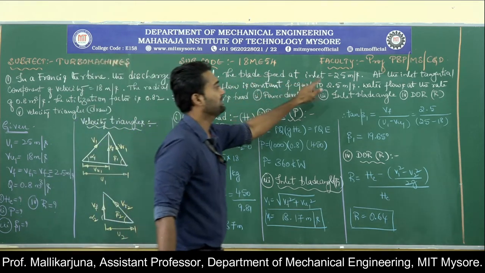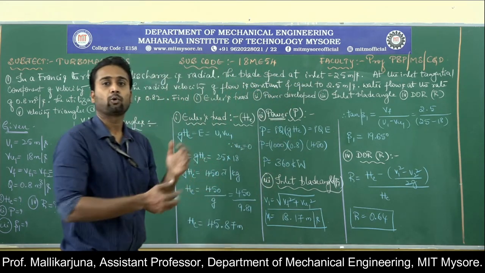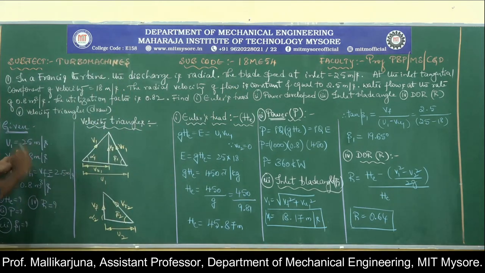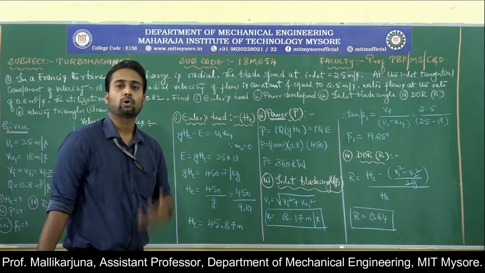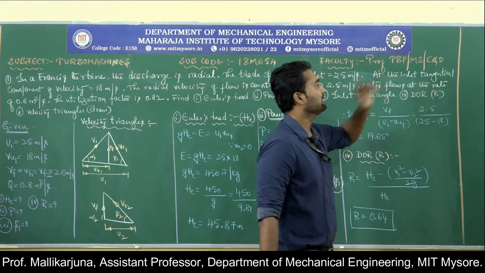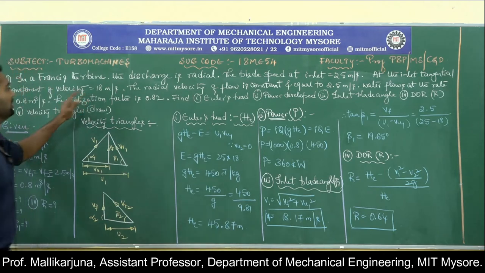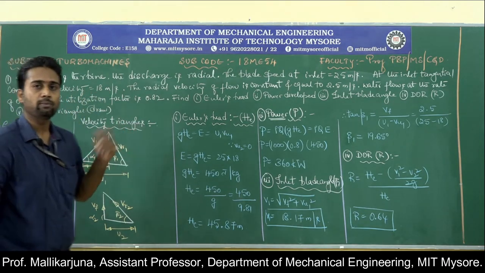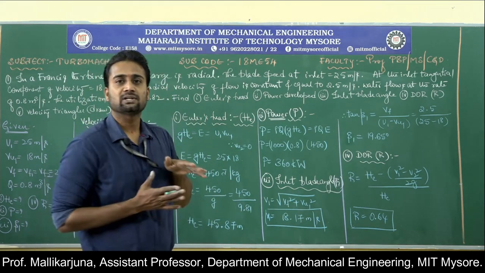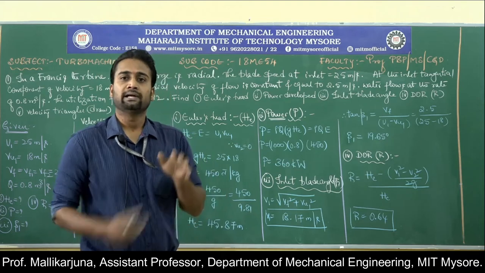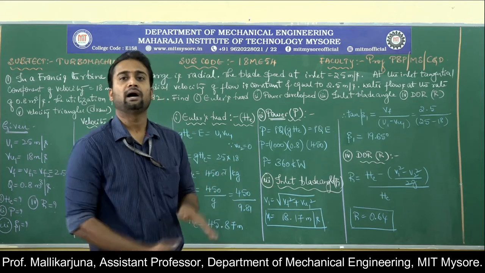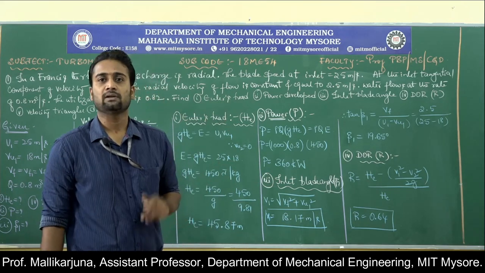The blade speed, the rotor speed at the inlet is 25 meters per second. Look at that, which is nothing but U1. U1 is the rotor speed at the inlet, which is 25 meters per second. At the inlet, the tangential component of the velocity is 18 meters per second. What do you mean by that? We know the absolute velocity of the fluid is V1. Its tangential component is VU1. Its vertical component is VF1. I mean the horizontal component is VU1 and the vertical component is VF1, which is nothing but the flow velocity.